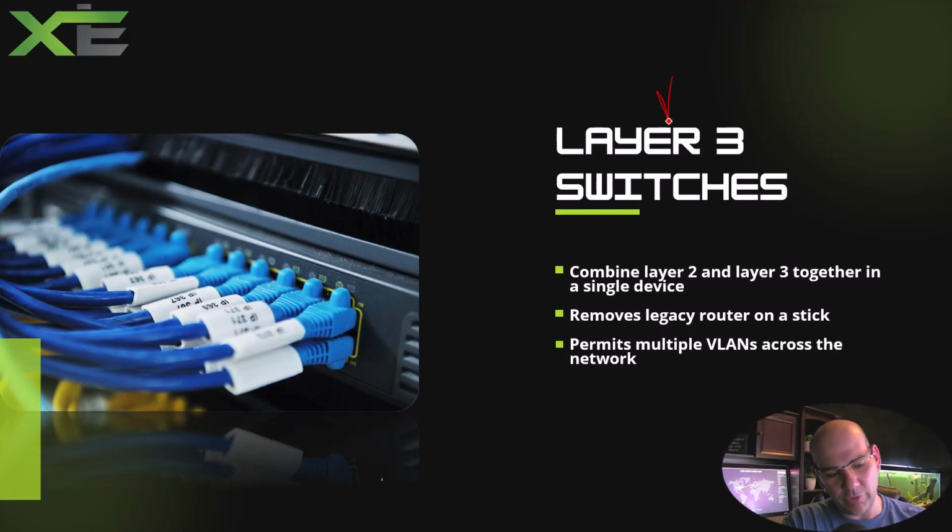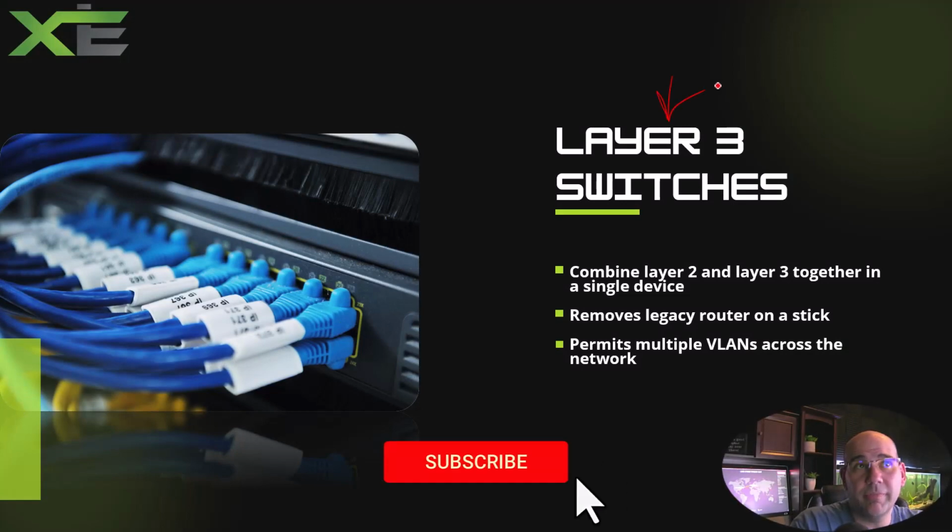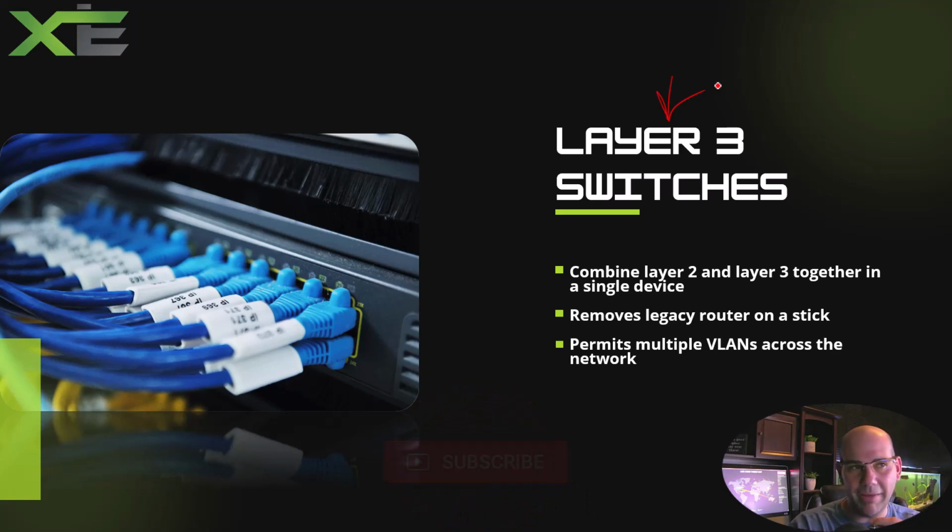In this video, we're talking about layer 3 switches. Now that you know what a layer 2 switch is and you understand the basic concepts of that, and that you understand what a router does and allows us to communicate between different subnets or VLANs, now you know what a layer 3 switch does, because a layer 3 switch combines both the layer 2 switch functionality and the layer 3 router into a single device.